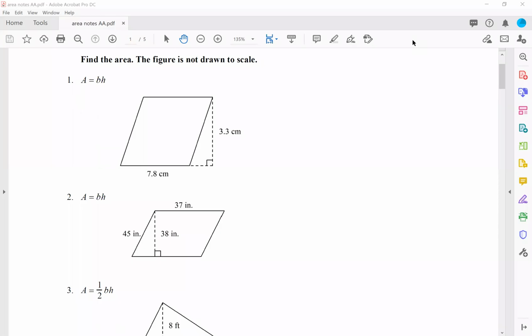Hey there, y'all. This week we're going to learn how to find the area of different basic shapes. So first thing we have here is a couple of parallelograms, and you can see here the formula is base times height. Key thing to remember is your base is perpendicular to your height.